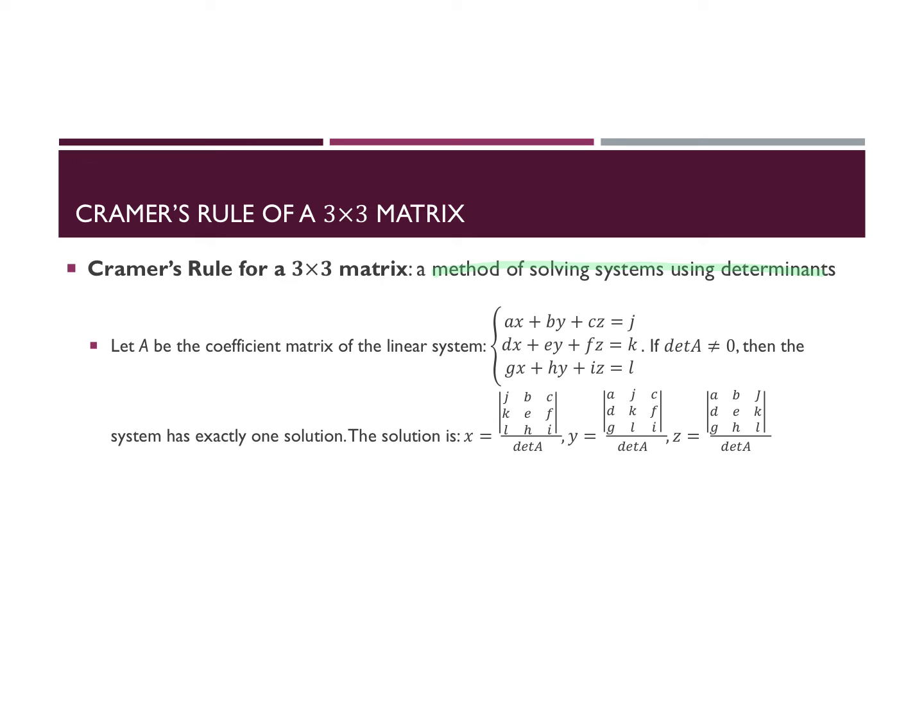Now notice this time our system equals J, K, L, so when you find X, you replace the X column with what the system equals. To find Y, you replace the Y column with what the system equaled. And to find Z, you replace the Z column with what the system equaled. All other coefficients are the same as the original system.